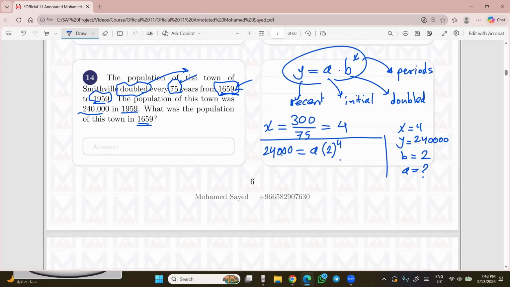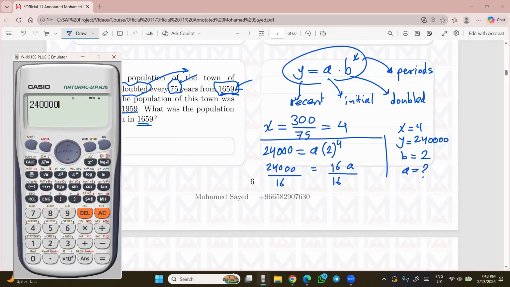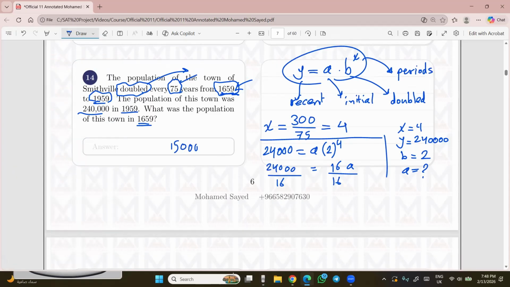So now we can use shift solve to get the value of this, or you can just simplify 2 to the power of 4 to be 16. It means A times 16, which is 16a. And then here we have 240,000. And we just divide by 16 on both sides. 240,000 divided by 16, and you get the answer 15,000. And this also makes sense because 15,000 is in the ancient year. It was in the beginning of this observation, and then it moves to this very big number after 300 years.